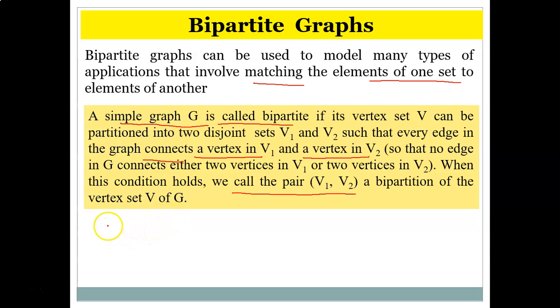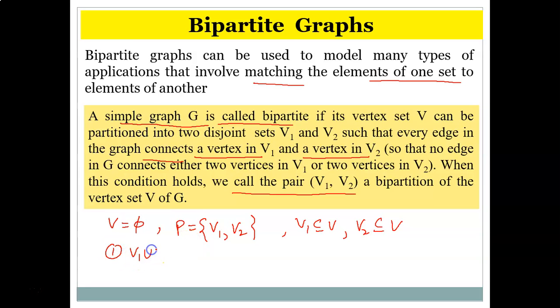In fact, what is the partition of a graph? What do you mean? Suppose we have a non-empty set V, then a partition P is a collection of 2 subsets of V basically. Here V1 is a subset of V as well as V2 is a subset of V. And then P is said to be a partition if 2 conditions are satisfied. Number 1, V1 union V2 is equal to the whole set V, and the second condition is that V1 intersection V2 is equal to the empty set.